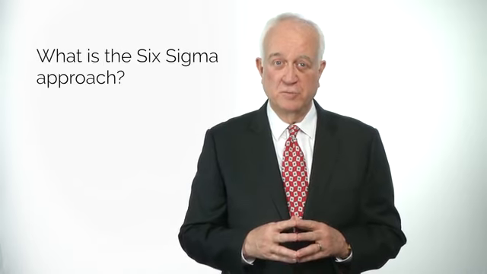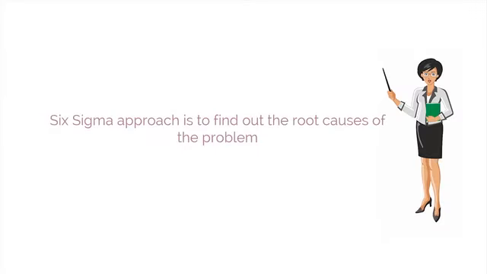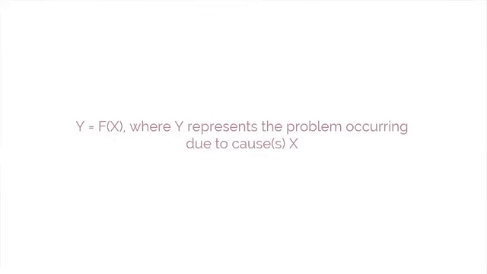So what is the Six Sigma approach? Six Sigma approach is to find out the root causes of the problem, symbolically represented by y equals f(x). Here, y represents the problem occurring due to causes x.